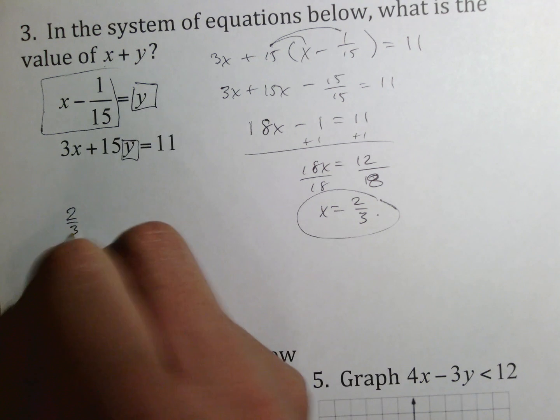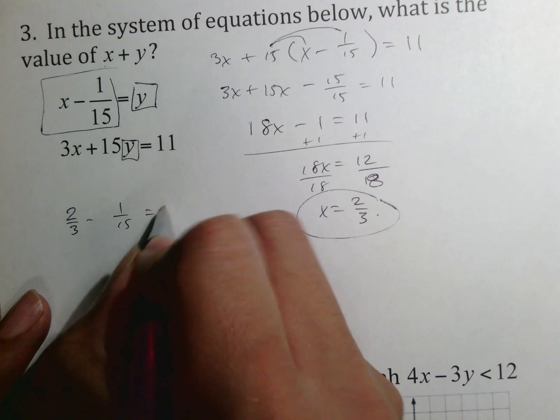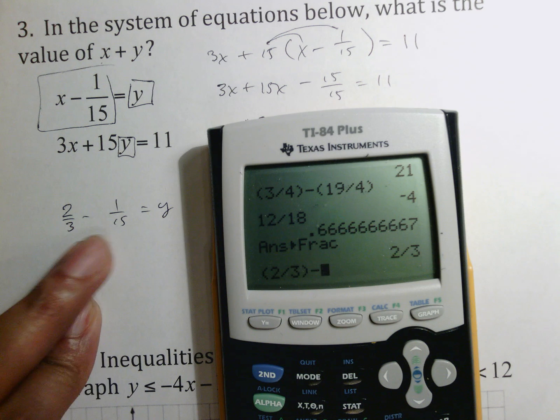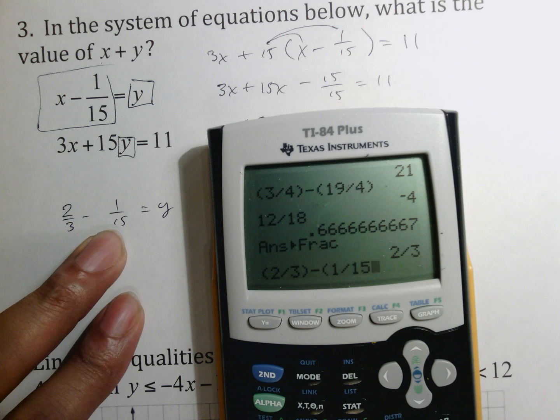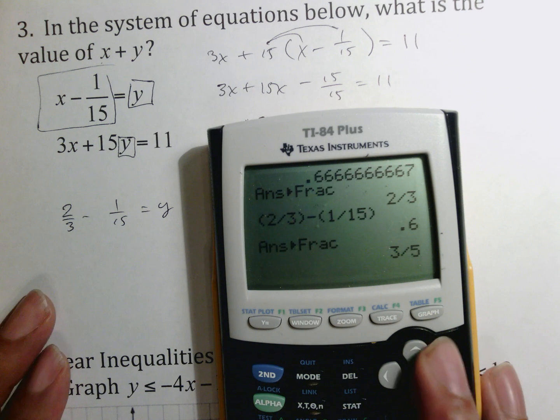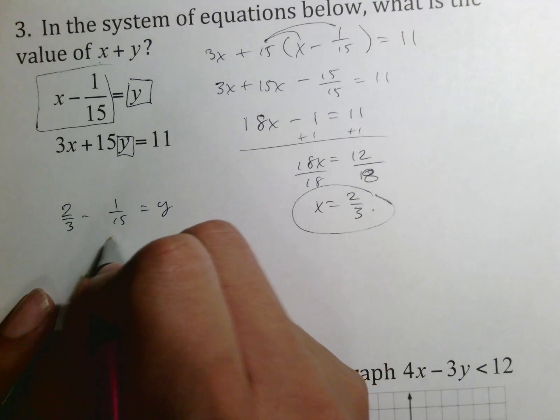So we do 2/3 minus 1/15 equals y, and we will again use our calculator. So I have to use parentheses anytime I use fractions. 2/3 minus 1/15 equals, well, I don't want the decimal, so I do math, enter, enter, which shows me 3/5.